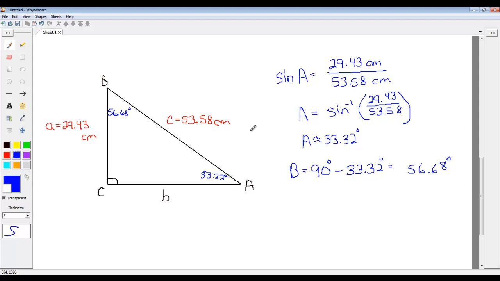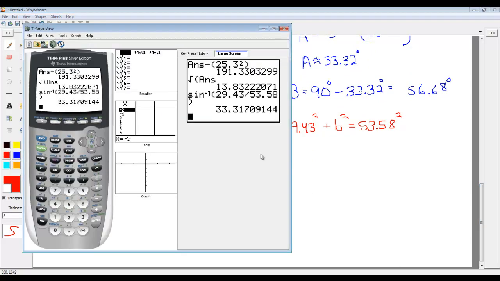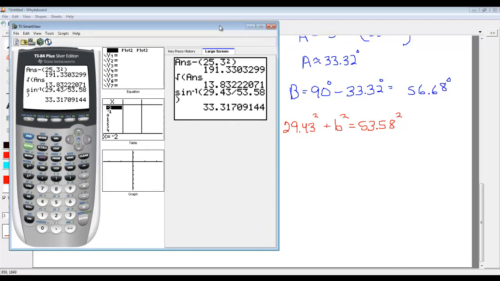Alright, and then last but not least, we need to find side B. But you know what? We can use the Pythagorean theorem for that. A squared plus B squared equals C squared. 29.43 squared plus B squared equals 53.58 squared. So let me pull up my calculator again. I like doing this stuff in the calculator because then I just leave it all in there and not worry about rounding yet until I'm at the very end. It's good not to round things until the very end of your computations.